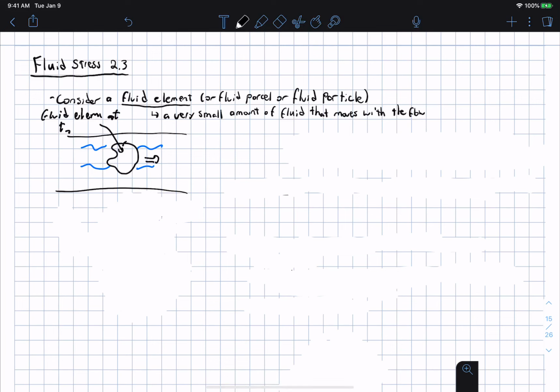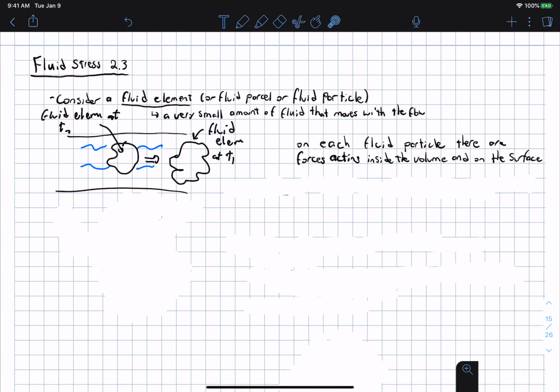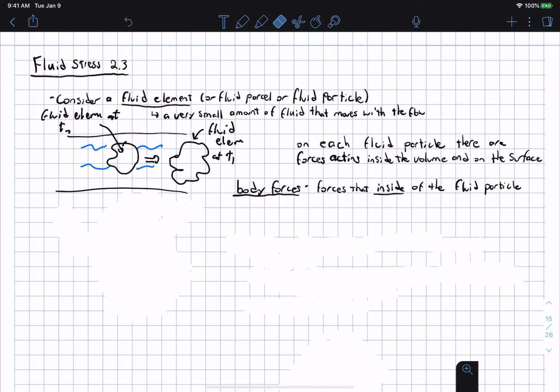element moves. And at some later time, it can deform, it can move downstream, but the fluid element can change. Okay, and this is the fluid element at time t1. Okay, and it turns out that on each fluid element or fluid particle, there are forces that act inside of the volume and on the surface. And so these are given two appropriate name types of forces that you have on a fluid.